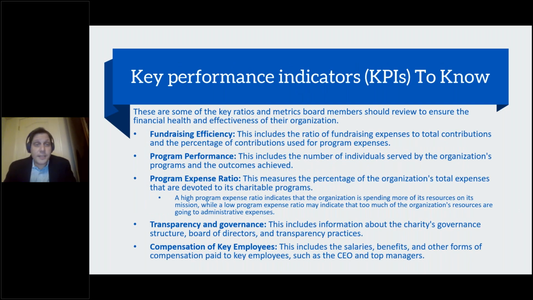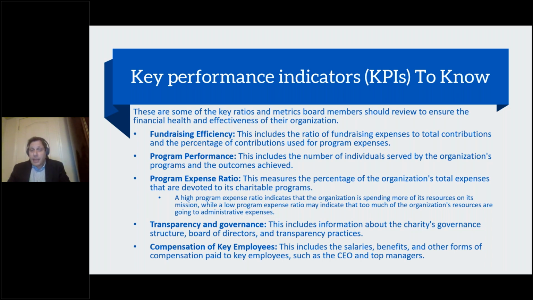Now, I did want to also point out some key performance indicators, or KPIs, that can provide valuable insight into the organization's financial health and performance. Important to note as well that watchdog groups often review several metrics from the Form 990 when evaluating a charity. Some of the more important ones they look at would be the program expense ratio, essentially looking at the percentage of the organization's total expenses that are going toward its charitable program. Meaning a high program expense ratio indicates that the organization is spending more of its resources on its mission, while a low program expense ratio probably indicates that too much of the organization's resources are going toward administrative expenses.